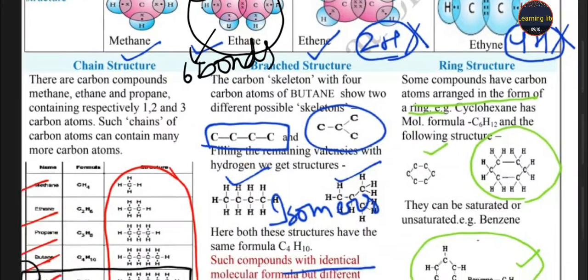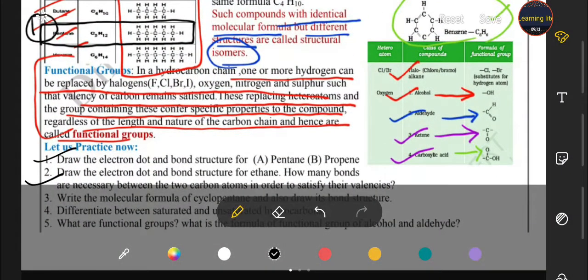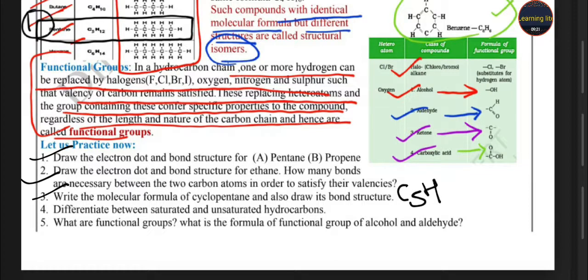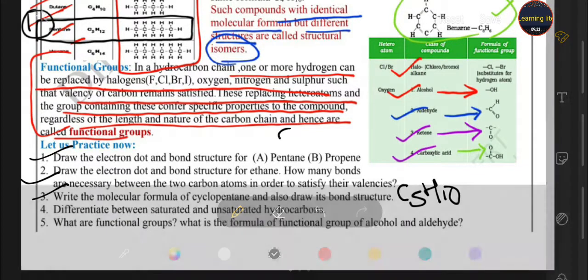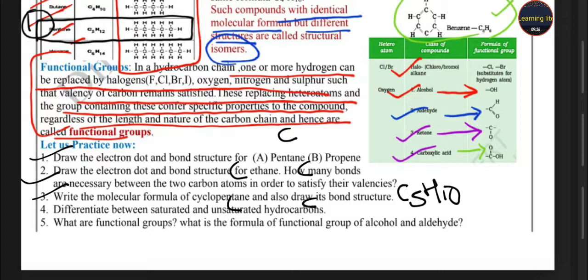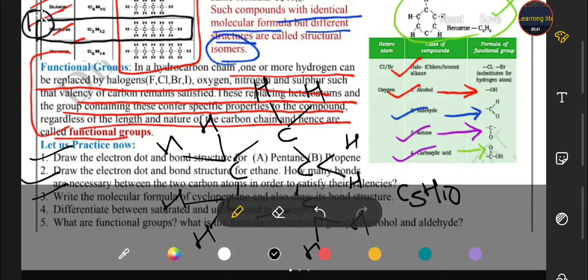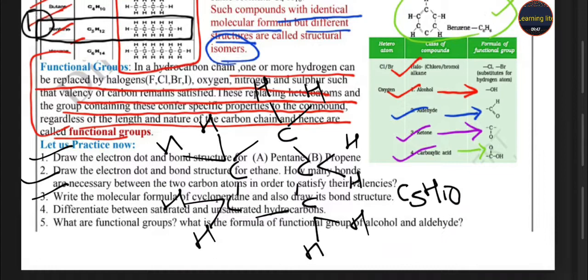Now let's move to our third question, student. What is our third question? Write the molecular formula of cyclopentane and draw its bond structure. Cyclopentane means C5H10. And what is its structure, student? 1, 2, 3, 4, 5, C5 here. And H10, it means 1, 2, 3, 4, 5, 6, 7, 8, 9, 10. This is the structure of your cyclopentane. Okay, I think this is very easy to draw.